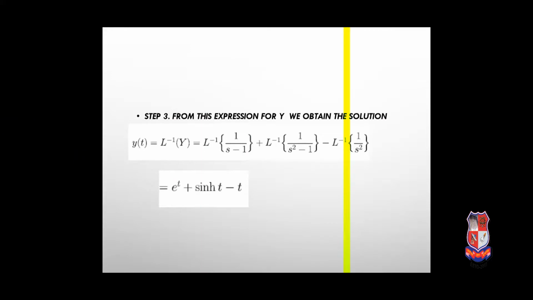Step 3. From this expression for Y, we obtain the solution y of t is equal to Laplace inverse of Y, which is equal to Laplace inverse of 1 upon s minus 1 plus Laplace inverse of 1 upon s square minus 1 minus Laplace inverse of 1 upon s square, which is equal to e raised to t plus sine hyperbolic of t minus t. Just we have to put the values of the inverse Laplace transform.